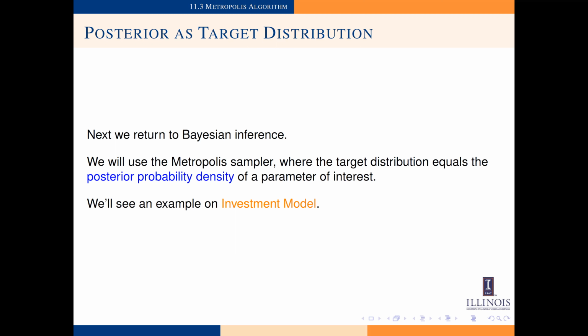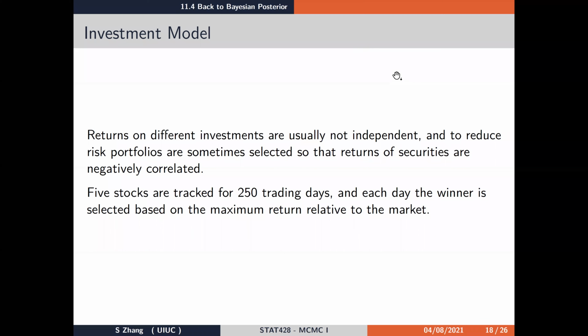And let's see an example of this on an investment model. Returns on different investments are usually not independent. To reduce risk, portfolios are sometimes selected so that returns of securities are negatively correlated. Let's suppose that there are 5 stocks which are tracked for 250 trading days. On each day, the winner is selected based on the maximum return relative to the market.